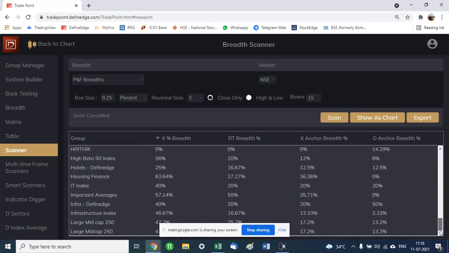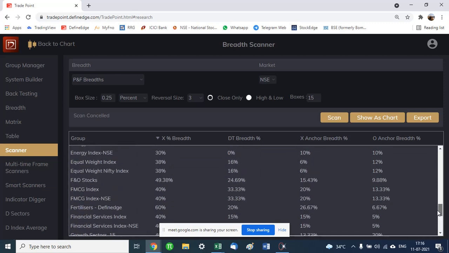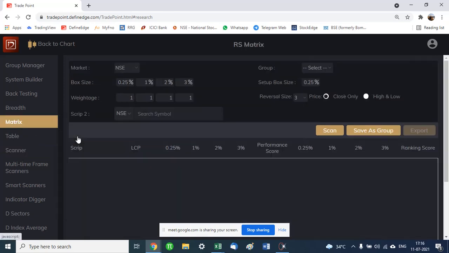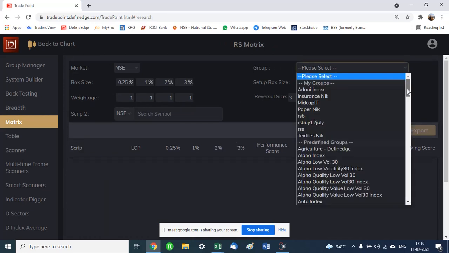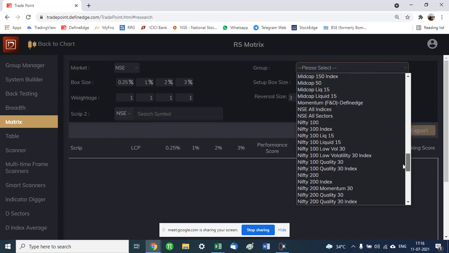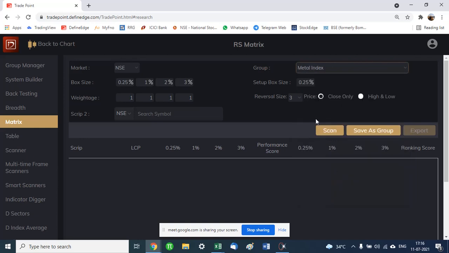Similarly, you will find numbers for metal also. So you can identify sectors here. Once you identify the sectors using this facility of breadth, then you can go to matrix, RS matrix. For example, you have identified from there that the metal sector is looking good or the power sector is looking good. So let's say we want to scan for which are the stocks within the metal index. The metal index we have identified is looking good. Now we want to scan which are the stocks within the metal index which are looking good.